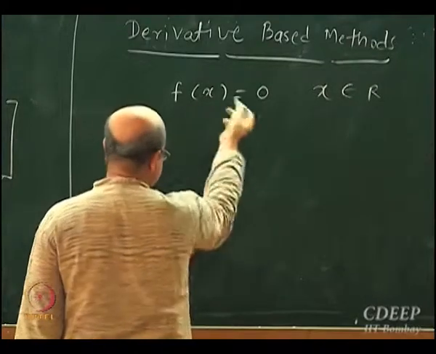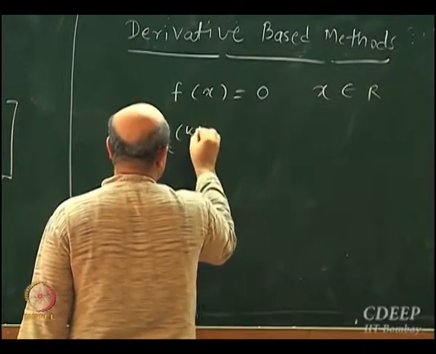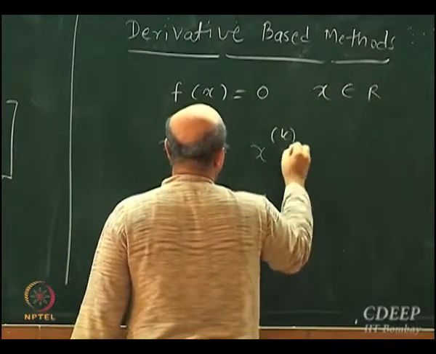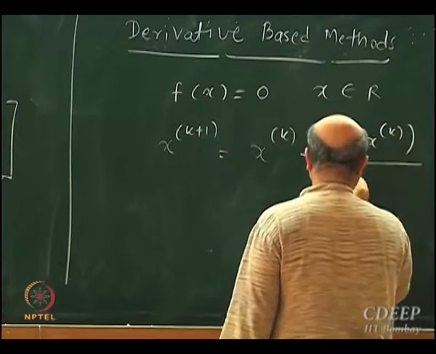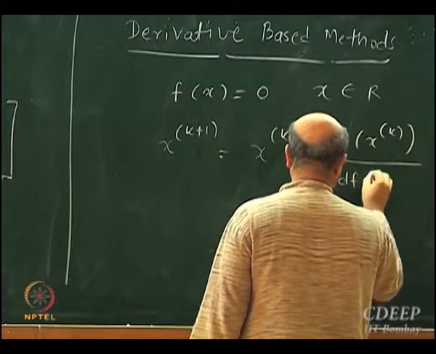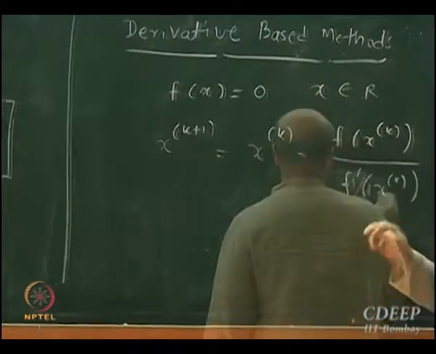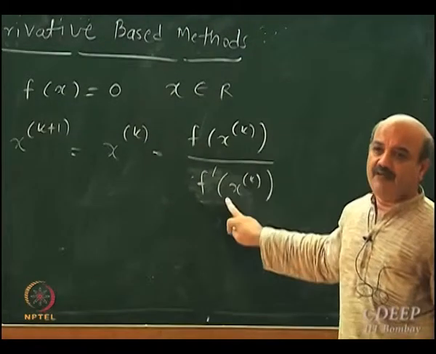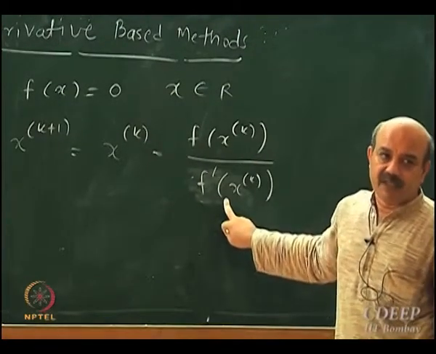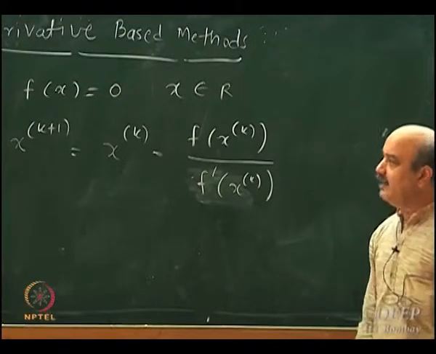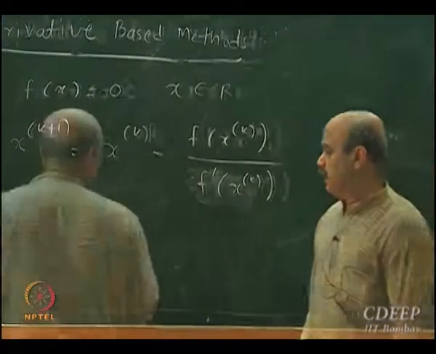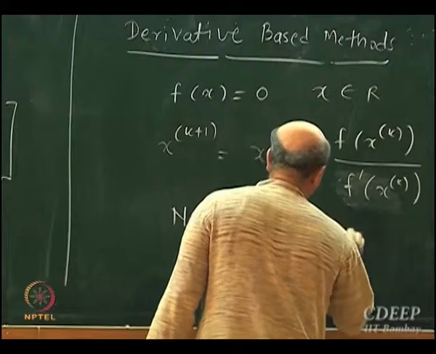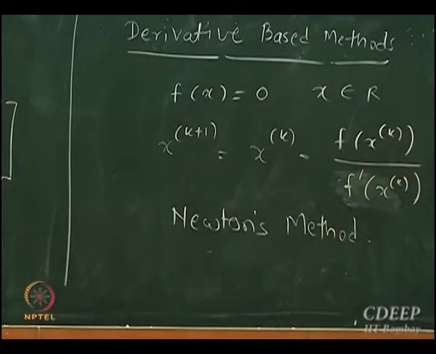Newton's method, of course, if this function is differentiable, you can write xk plus 1 is equal to xk minus f of xk divided by f prime xk, the derivative of f with respect to x. This is the classical Newton's method. We can have a slight variation of this method called the secant method.